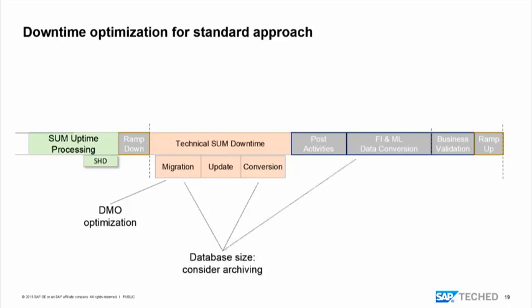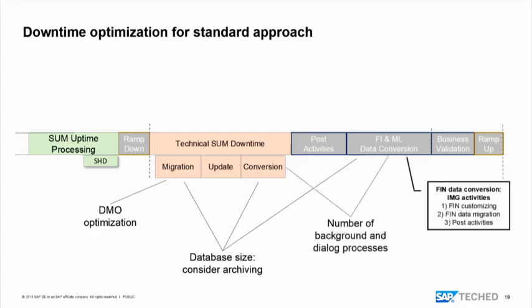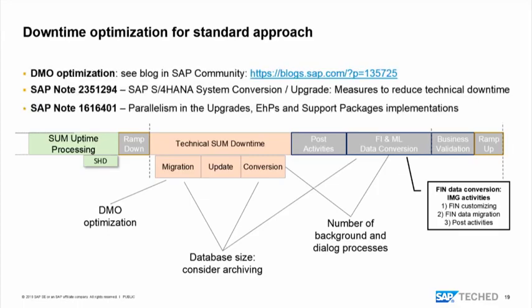For the migration and the data conversion, of course, you should consider archiving. The smaller your source database is, the less time you need for the migration and for the data conversion. That will be a balance because you may consider keeping some historical data for new features like predictive scenarios. But of course, database archiving is something to be considered and planned very early in the project. For the data conversion especially, the optimization that we recommend is the number of background and dialog processes to be used. That is the list.